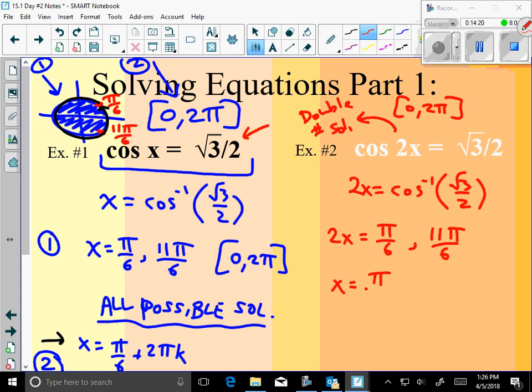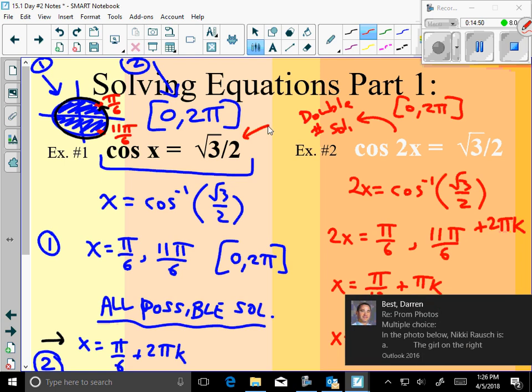Pi over 12 and 11 pi over 12. But hold on. That's still only 2 solutions in 0 to 2 pi. Before, what I did was I added 2 pi k to it. But now what am I going to add to it? Pi k, because I divide everything by 2.